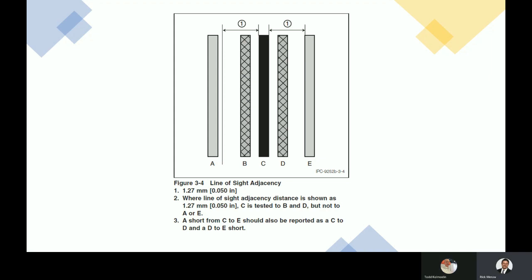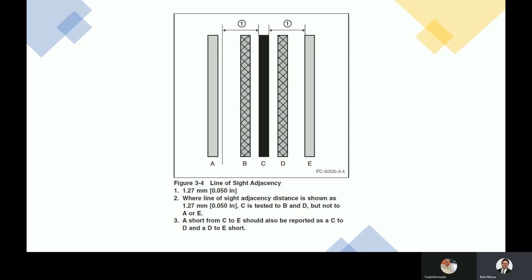Thank you, Todd. There are a couple of different types of adjacency, but let's take 3 parallel traces running beside each other, let's say vertically up and down, and you label them A, B, and C. We know that there could be a short across A and B, sure, and there could be a short across A and C.